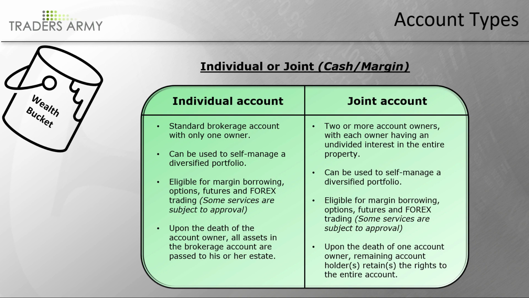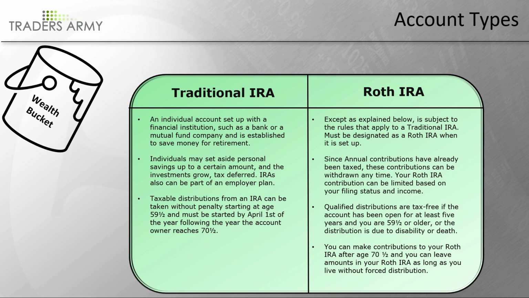So our two types of IRAs are traditional IRAs and Roth IRAs. A traditional IRA, individual retirement account, is an individual account set up with a financial institution like a bank or a mutual fund company and established to save money for retirement. In a traditional IRA, the individual sets aside savings up to a certain amount and the investments grow tax deferred, meaning that the account is funded with pre-tax dollars. So there are no taxes paid on the money that goes into the account.